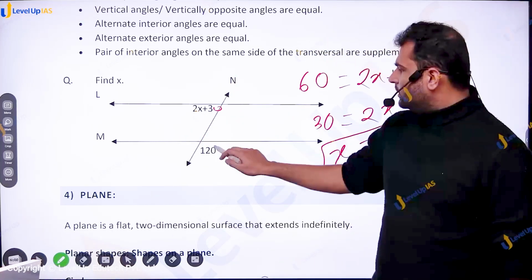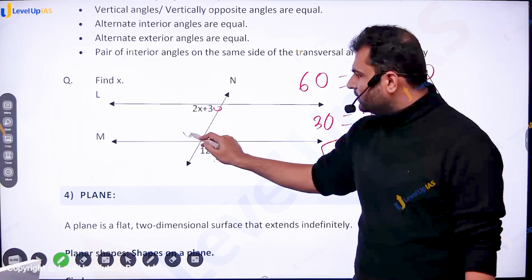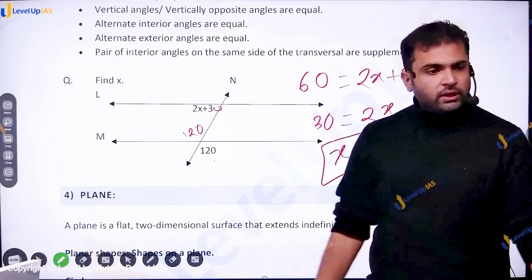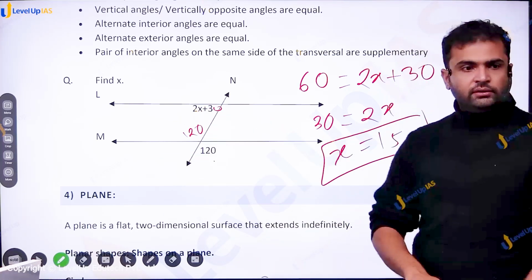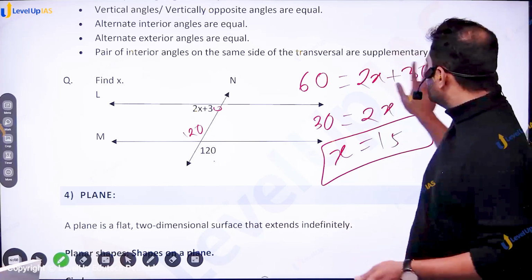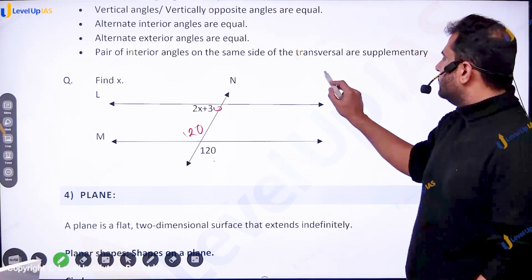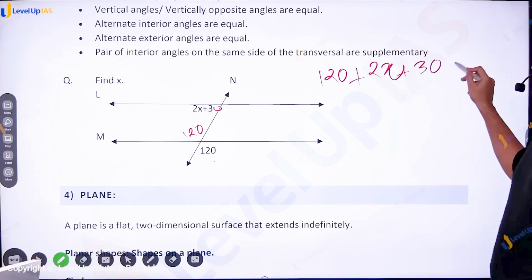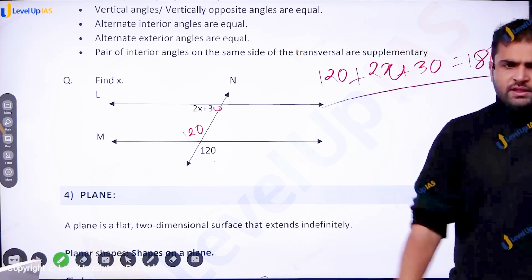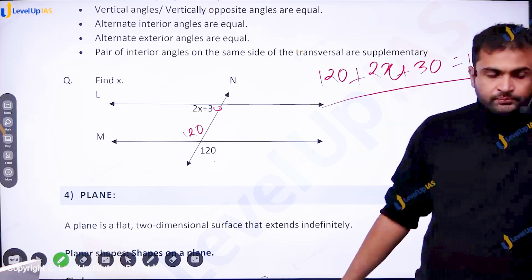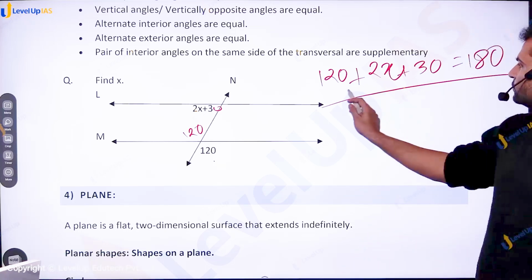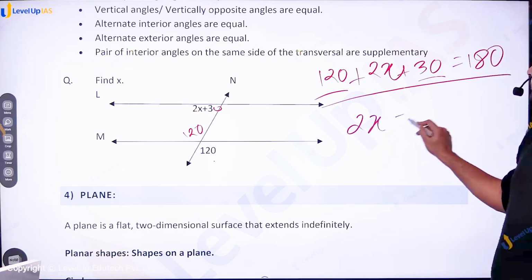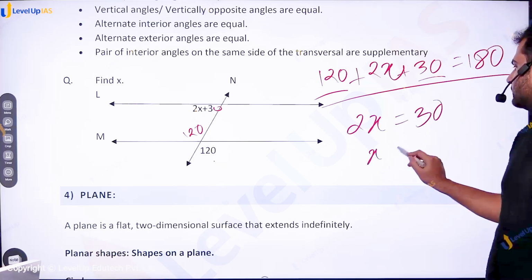Alternatively, what you can do, you can say that because this is 120, this is also 120, opposite angles, and then the sum of these two should be 180 because they are supplementary. So in that case you will have 120 plus 2x plus 30 is equal to 180. Now you solve again for this x, you will get the same answer. This is 120 plus 30 is 150. You can subtract 150, so you will get 2x is equal to 30, x is equal to 15.